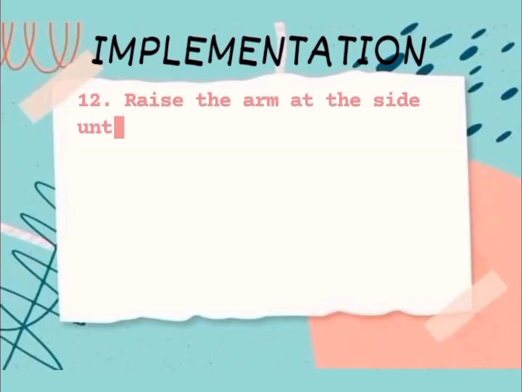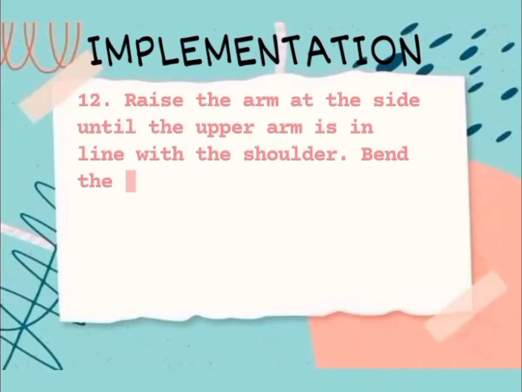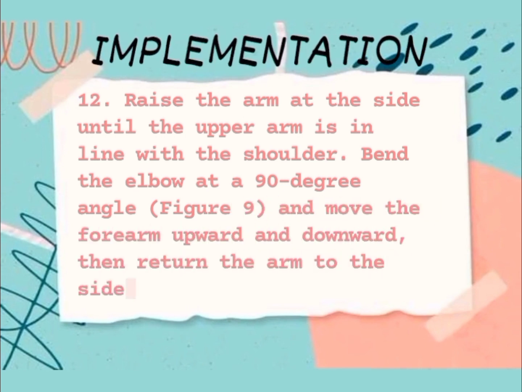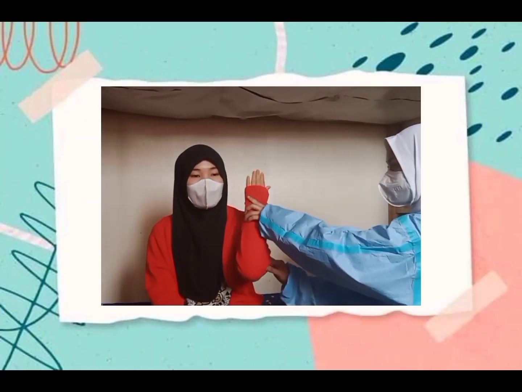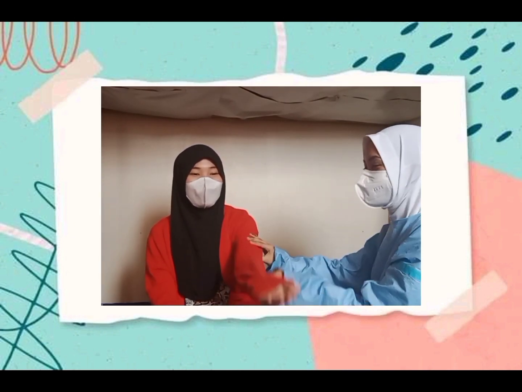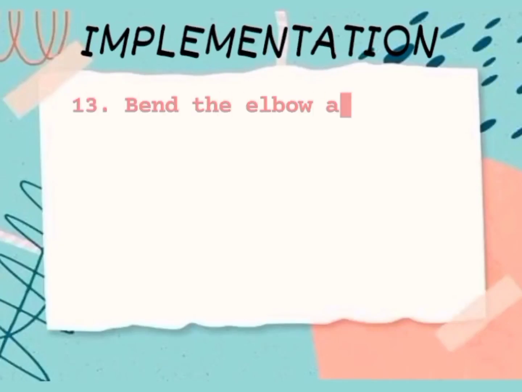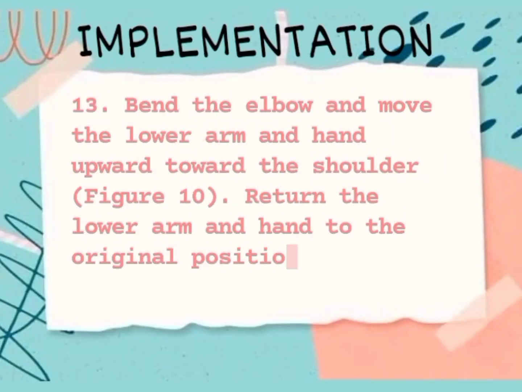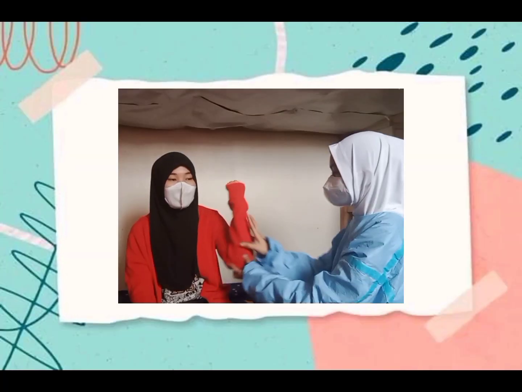Raise the arm at the side until the upper arm is in line with the shoulder. Bring the elbow to a 90-degree angle and move the forearm upward and downward. Then return the arm to the side. Bend the elbow and move the lower arm and hand upward toward the shoulder. Return the lower arm and hand to the original position while straightening the elbow.